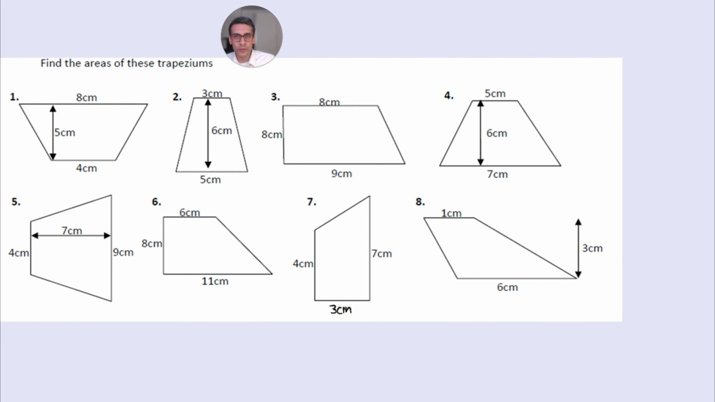I'm going to remind you of the formula that you need for this. So area of a trapezium is equal to half the sum of the parallel sides, so that's a plus b, times the distance between the parallel sides, which we call h, and sometimes you can have a small p on there as well.